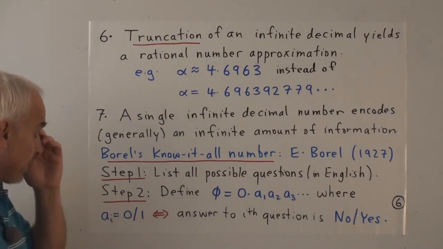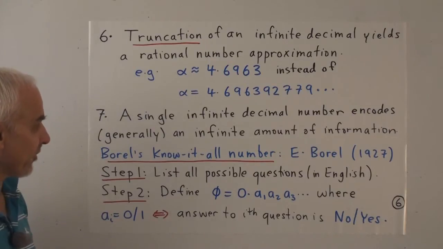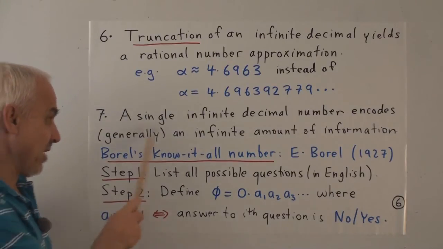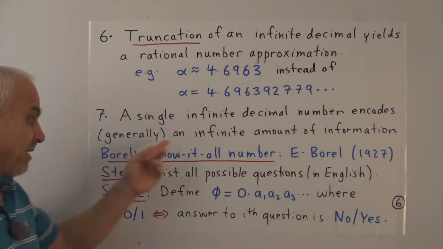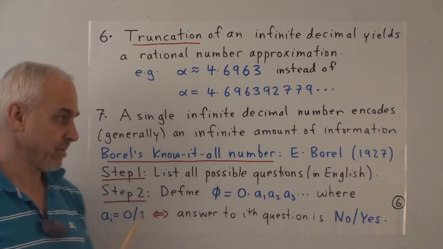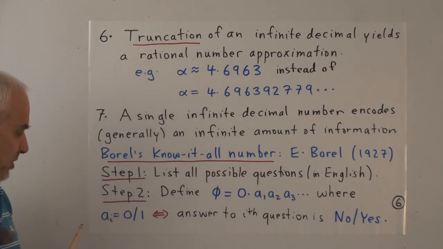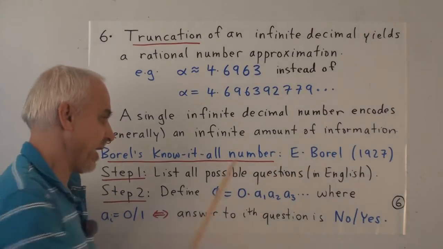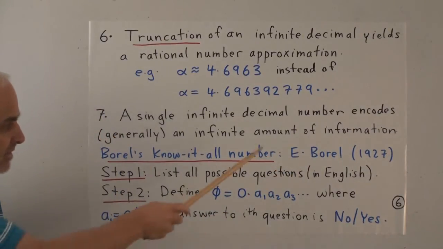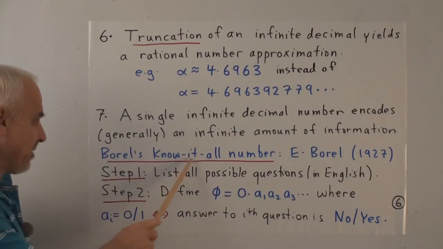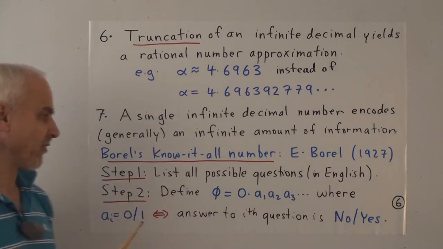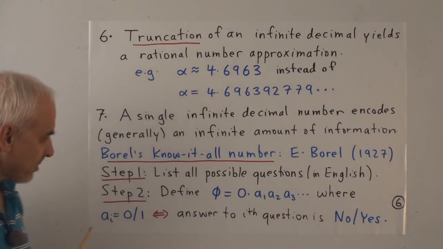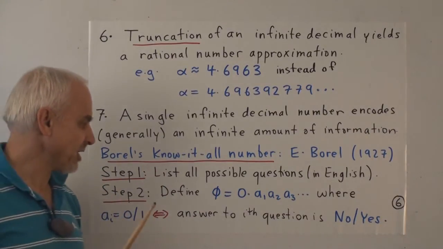And finally, I'm going to mention this more curious aspect to things: a single infinite decimal number generally encodes an infinite amount of information. This was made explicit by a well-known analyst, Emile Borel, around 1927. He created a thought experiment, which is now sometimes called Borel's know-it-all number. And he said, all right, what we can do is this.